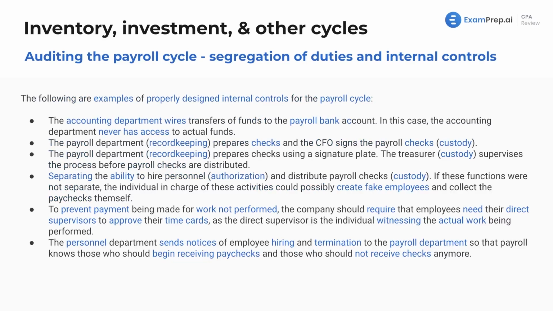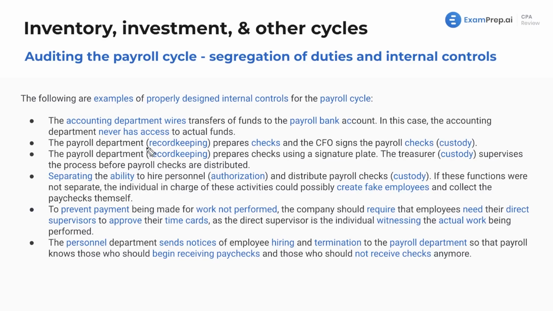Now, here are examples of properly designed internal controls for the payroll cycle. First off, the accounting department wires transfers of funds to the payroll bank account. In this case, the accounting department never has access to the actual funds, so they just facilitate the transfer, but they never have the ability to get those funds.